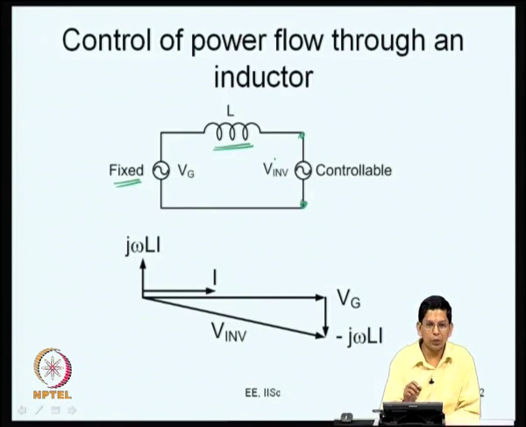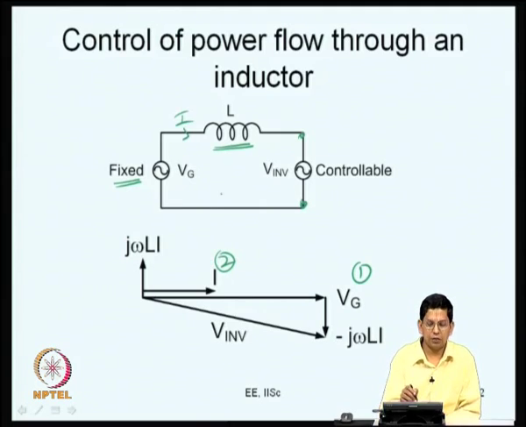So, let us say you want unity power factor, which is what we have been wanting. So, this is the grid voltage. Let us say we want to draw a current I which is in phase with the grid voltage. So, it is like this. So, this is 1, this is 2.